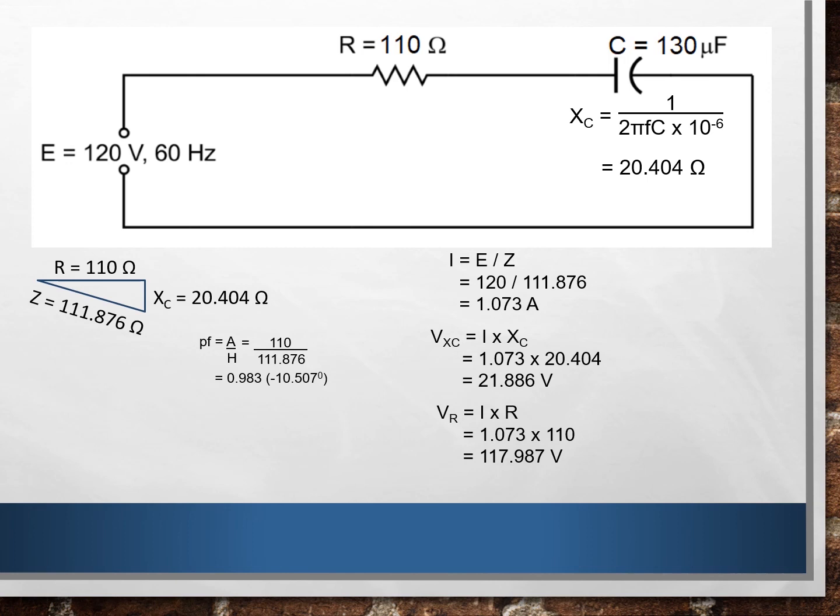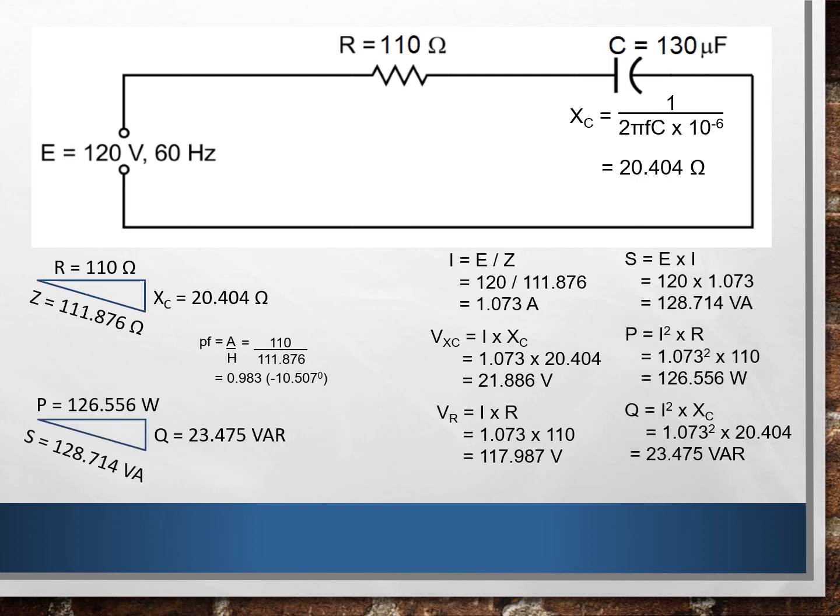So I'm going to use my formula I times XC in order to get V, and that is going to be 21.886 volts, and that should be the voltage across my capacitor. My VR is going to be I times R, which is going to be 117.987 volts across my resistor. These are both measurable, so we should be able to double check with our circuit to make sure that this is correct.